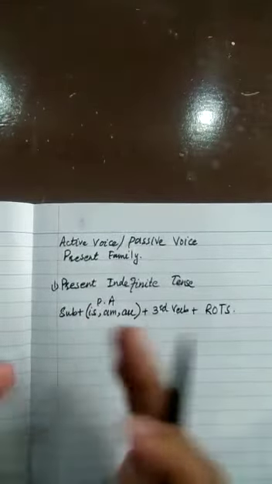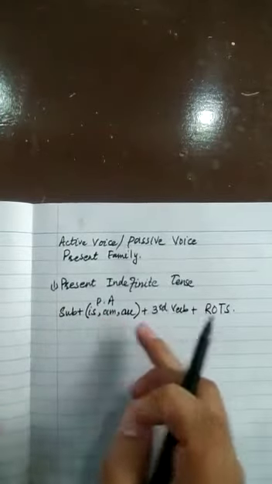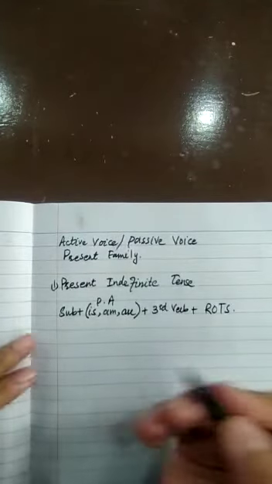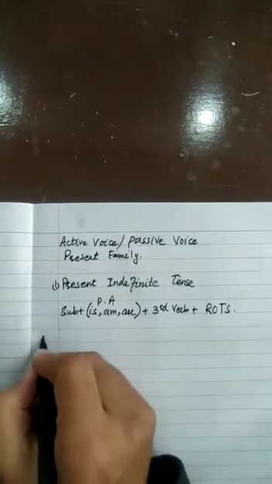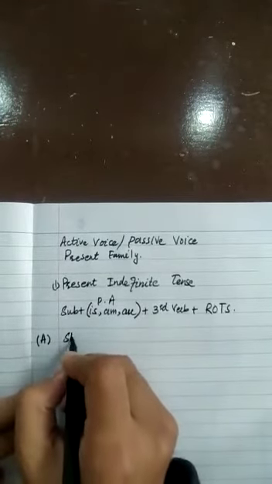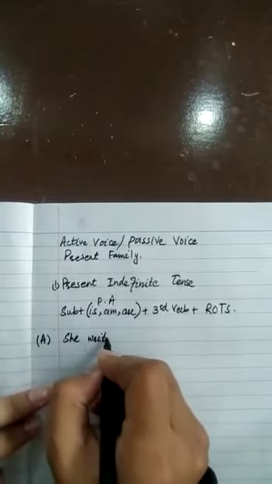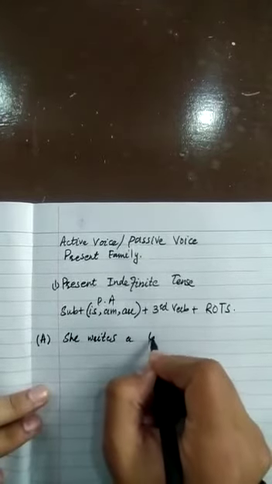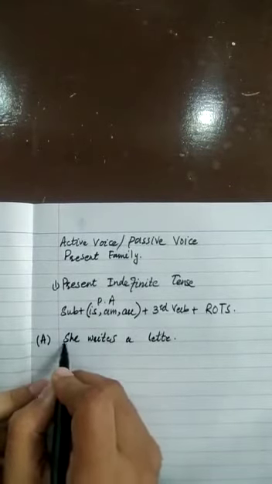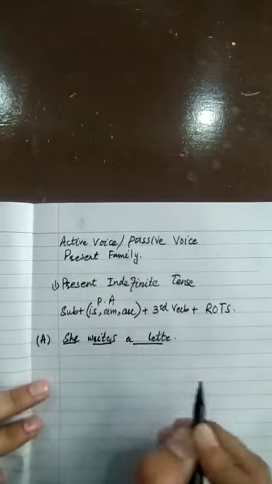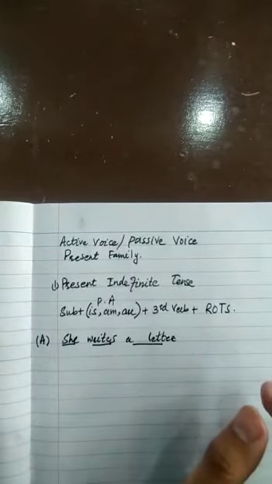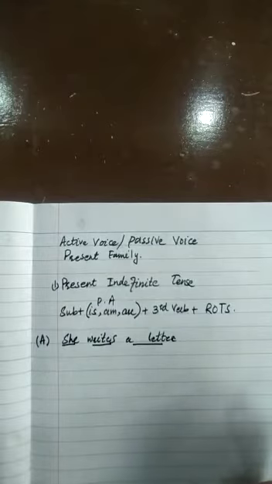Subject changes to object, object changes to subject. Then the passive auxiliary is used, then the third form, then the rest of the things. So let me write an example. The easiest example we give to students, the active sentence: she writes a letter. What I told you is that first of all we have to know where the subject, the verb, and the object are. If these three things are in the sentence, it means we can change this sentence into passive voice.